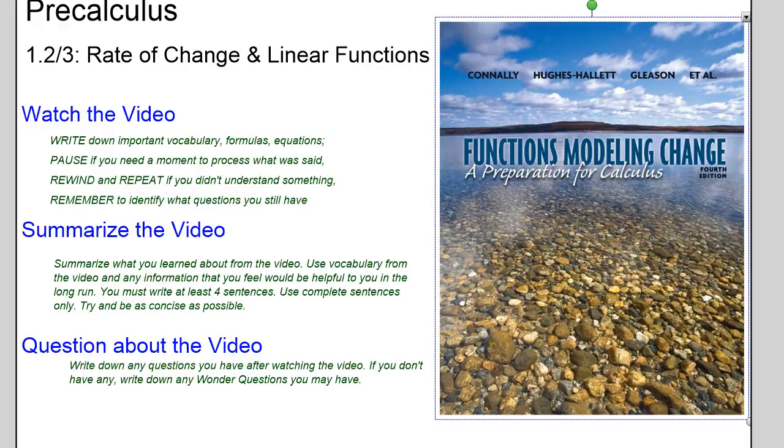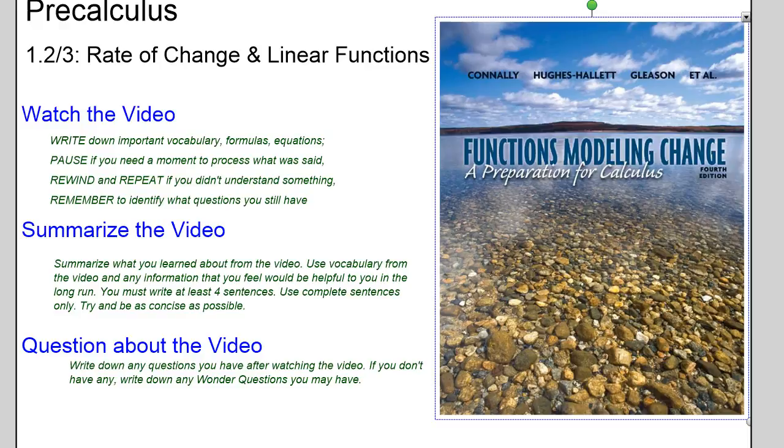As you're watching the video, write down important vocabulary, formulas, equations. Feel free to pause, rewind, or replay the video as often as you need to get a clear understanding of what is occurring. And at the conclusion of watching the video, write a brief summary about what occurred in the video, and submit that summary as well as a top question via the online WISC.